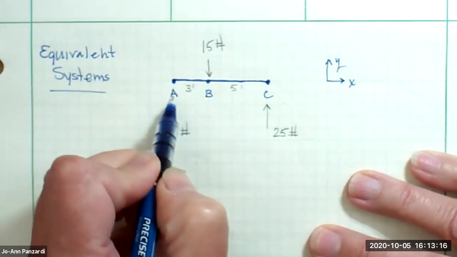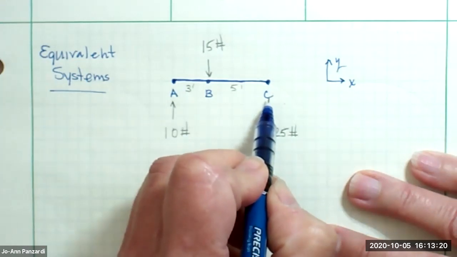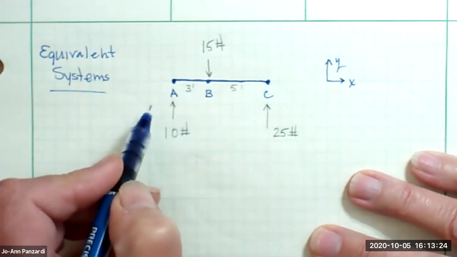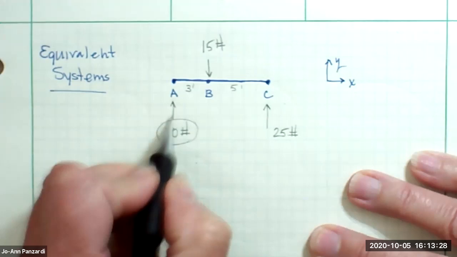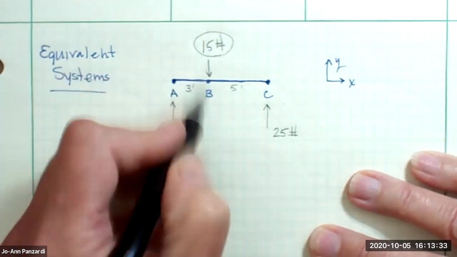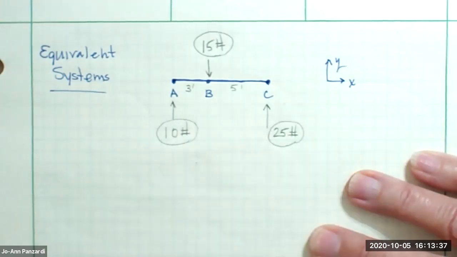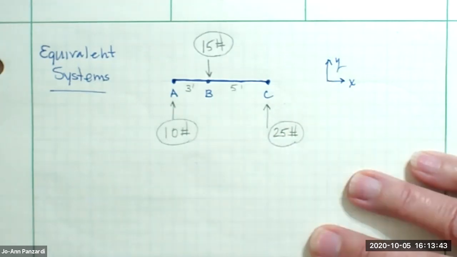Point A is on the left end. This point C is at the other end, the right end. And then point B is in the middle. And this beam is being subjected to 3 different forces: a 10-pound force up at A, a 15-pound force going down at B, and a 25-pound force going up at point C. And here is my XY axis to show the orientation.